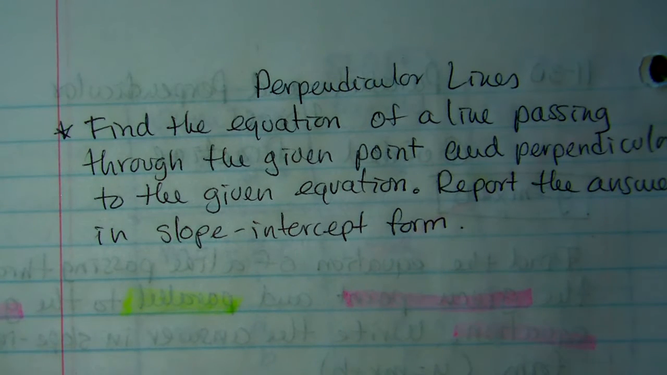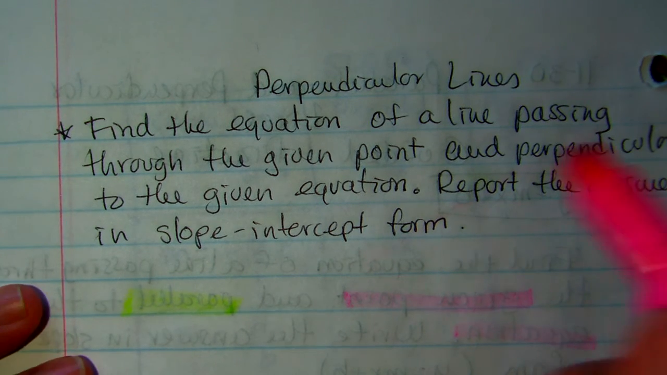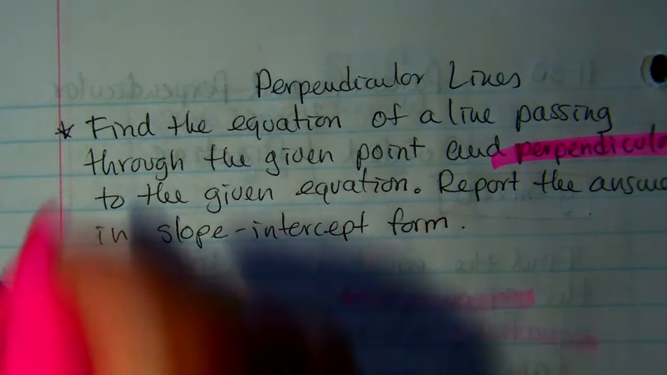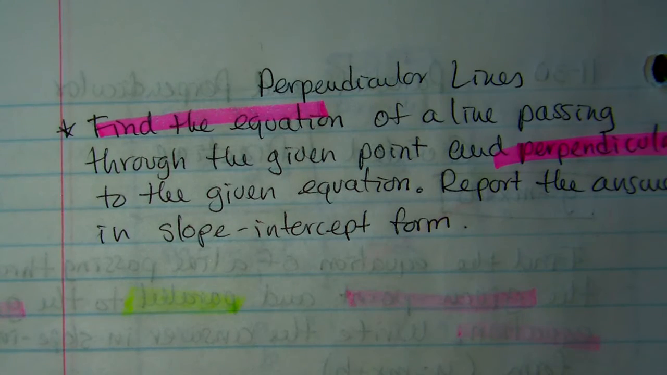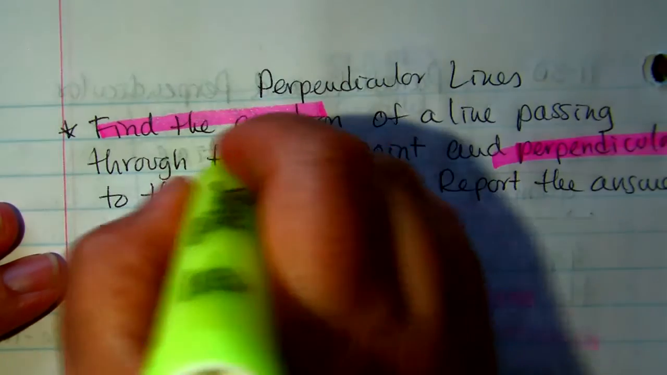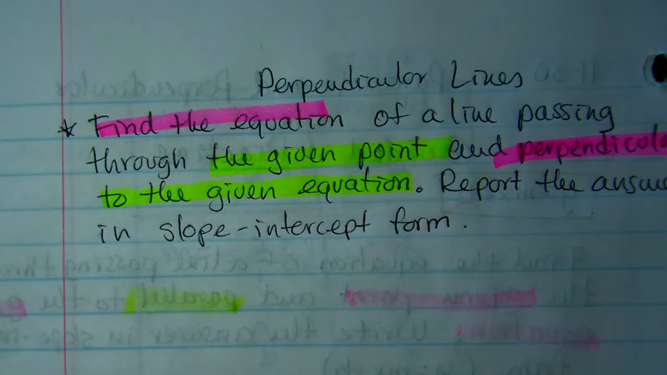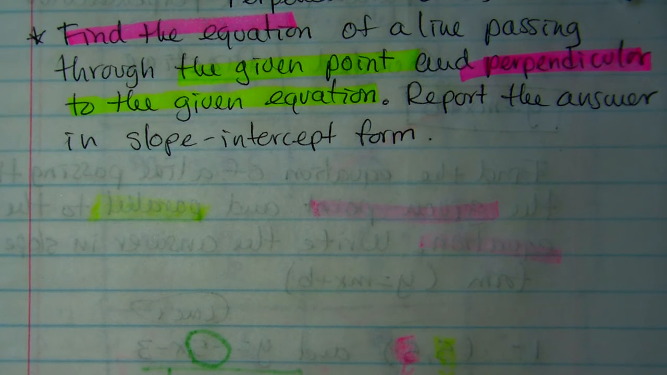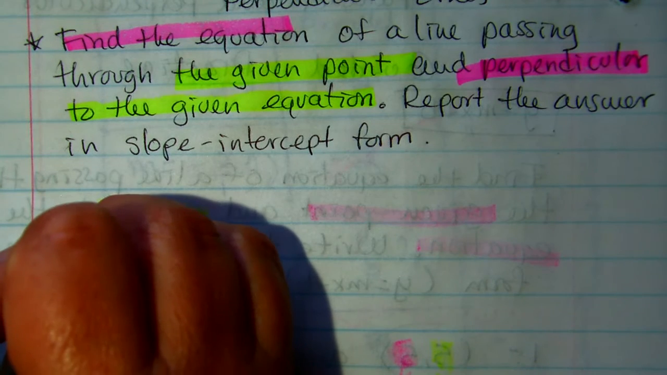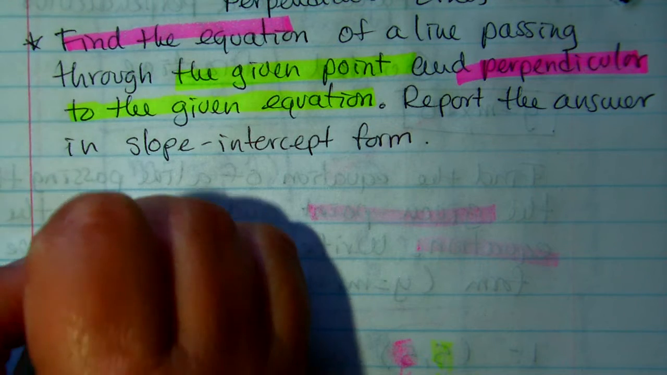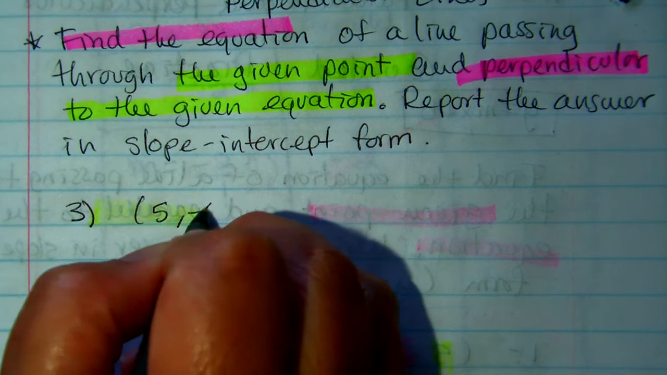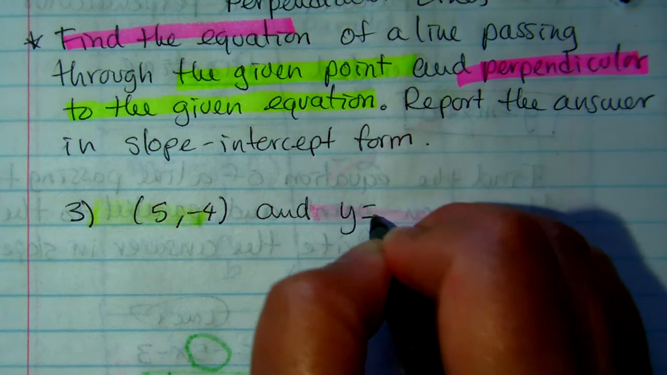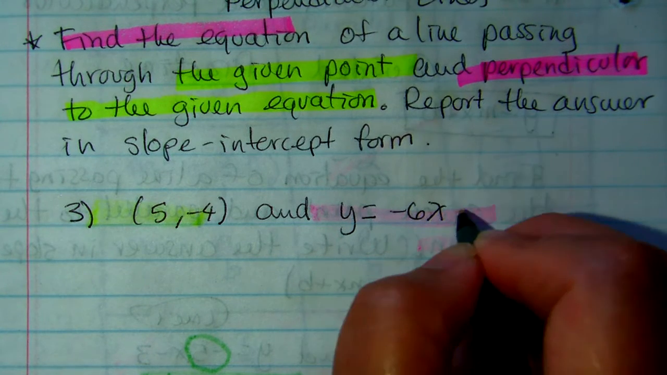Okay, so keywords. Perpendicular, we're looking for the equation of the line that is passing through the given point and perpendicular to the given equation. Slope-intercept form, y equals mx plus b. All right, so let's write the first example. This will be example number 3. The point is (5, -4), and y equals -6x minus 3.